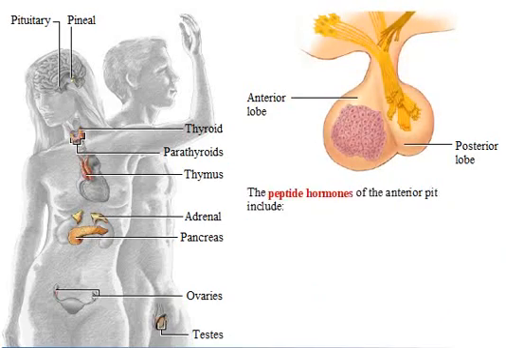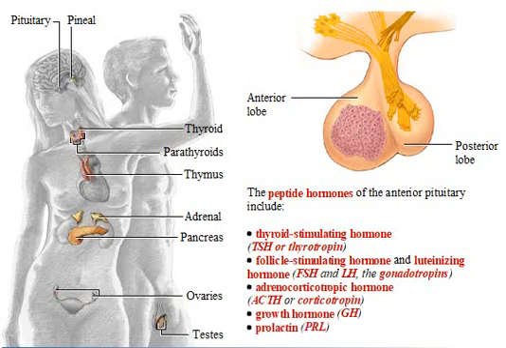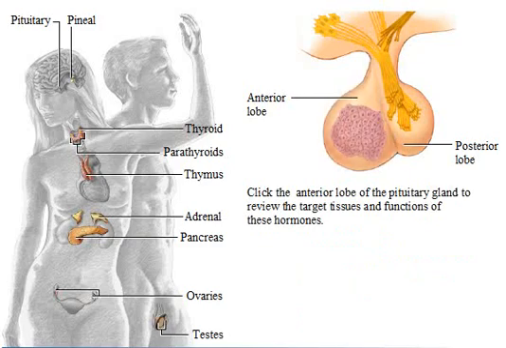The peptide hormones of the anterior pituitary include thyroid-stimulating hormone, also called thyrotropin, follicle-stimulating hormone, and luteinizing hormone, also called the gonadotropins, adrenocorticotropic hormone, also called corticotropin, growth hormone, and prolactin. Click the anterior lobe of the pituitary gland to review the target tissues and functions of these hormones.